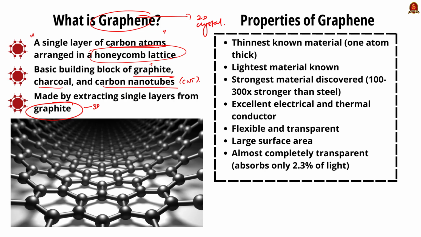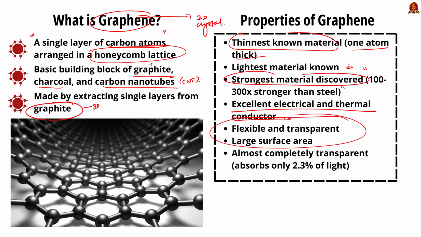See, graphene is the thinnest, that is one atom thick, compound known to humans. It's also the lightest material known and the strongest compound discovered. Know that it's about 100 to 300 times stronger than steel and harder than diamond. It's an excellent conductor of electricity and has high thermal conductivity. Know that it's flexible, transparent and has a large surface area. Also note that graphene is almost completely transparent, absorbing only 2.3% of light.